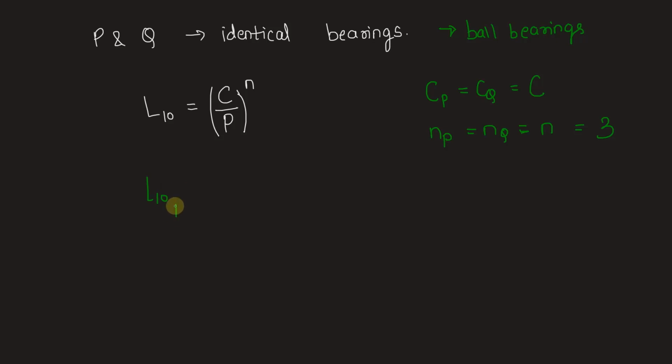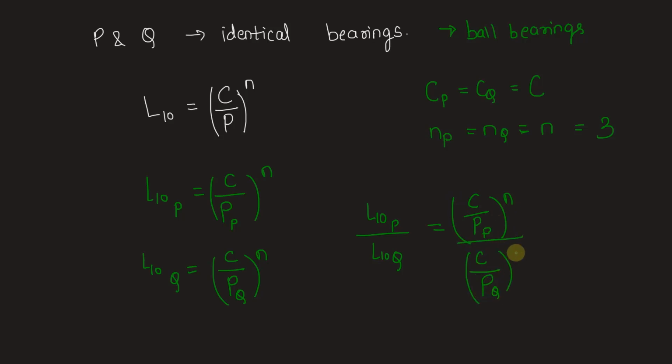L10 for bearing P is equal to C upon the load carried by P raised to N, whereas L10 for Q will be equal to C upon the load carried by bearing Q raised to N. Taking the ratio of the two, that's what we have to find, L10P divided by L10Q. The ratio of life of bearing P to life of bearing Q is equal to C by PP raised to N divided by C by PQ raised to N.